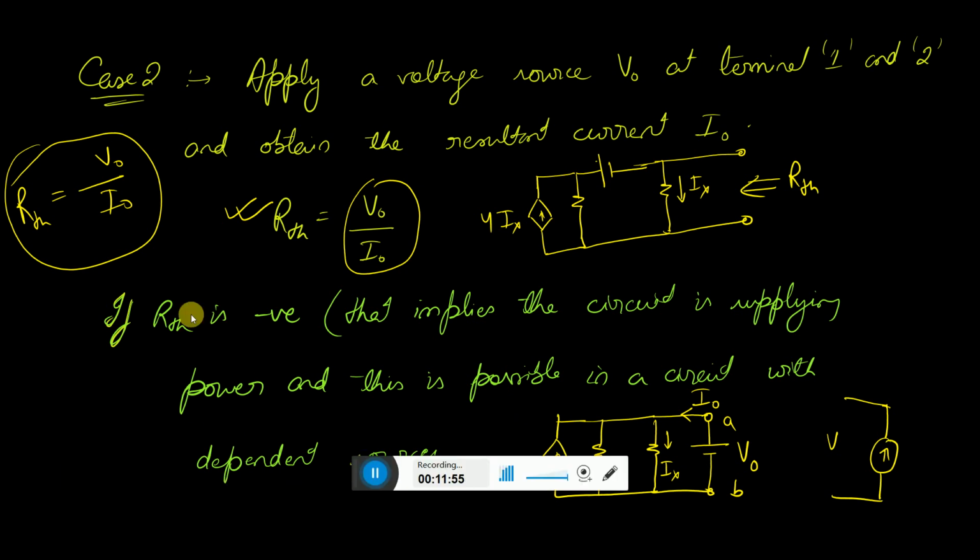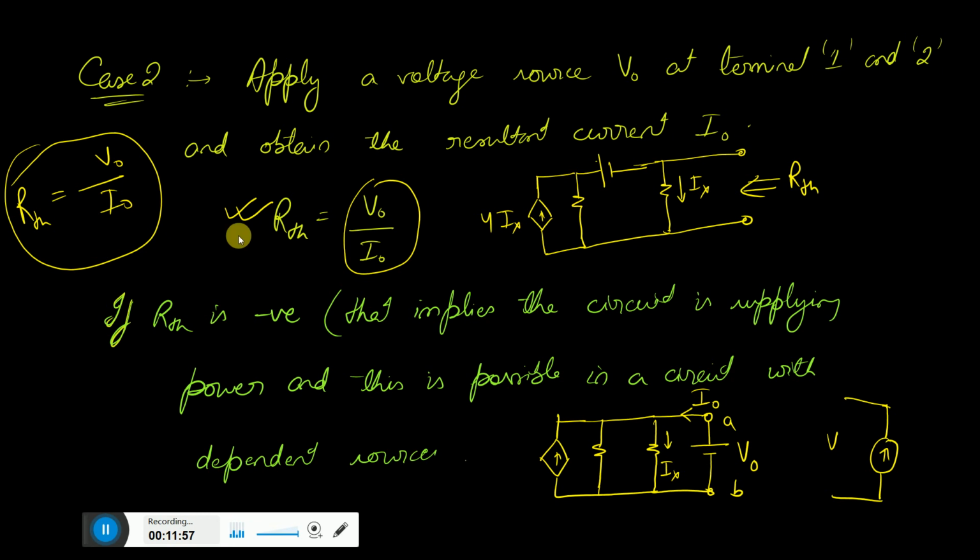So now we have seen how to calculate the value of RTH. Similarly, there is a probability that in case of a dependent source, RTH is negative. That implies that the circuit is supplying power. Now the question is, how can a circuit with only a passive network supply power? Yes, it is possible if the circuit has a dependent source. In that case, it can have a negative current. V0 is positive but current is negative. In that case only you have a resistance that may be negative. So if a dependent source is there, you may have a negative resistance.